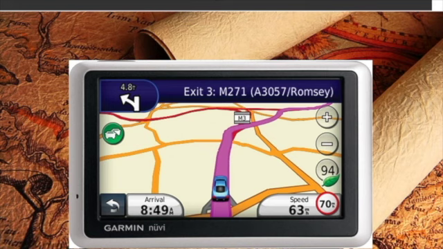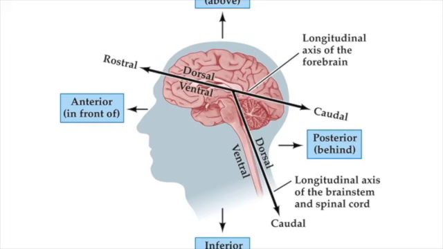So that's much more of a precise, GPS-based, coordinates-based system of navigating in the brain. But first, let's talk about the compass view. In general, when you're talking about the major directions of the brain, we're not talking about north, south, east, and west. We're talking about superior, inferior, anterior, and posterior. Superior is anything that's above, inferior is anything that's below, anterior is in front of, and posterior is behind.